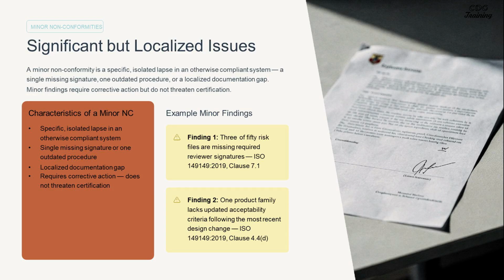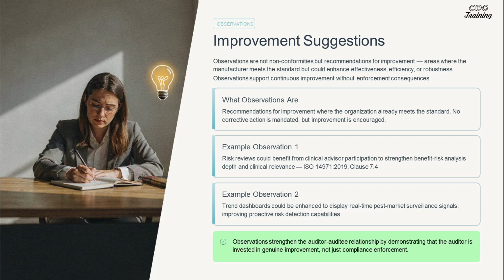Minor nonconformities are specific, isolated lapses that do not threaten certification but require corrective action. They highlight areas for improvement without posing immediate risks. Observations are recommendations for improvement where standards are met but enhancements are possible. They strengthen the auditor-auditee relationship by demonstrating genuine investment and improvement.